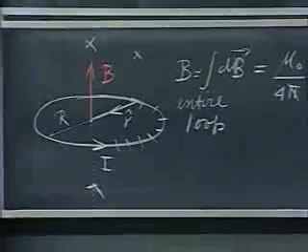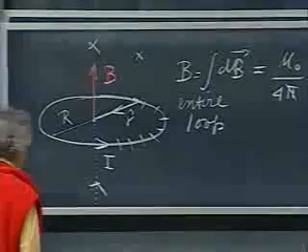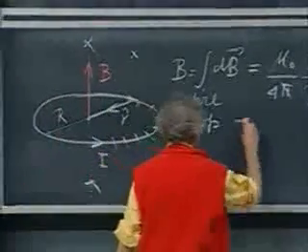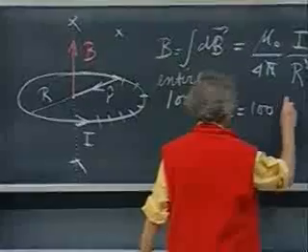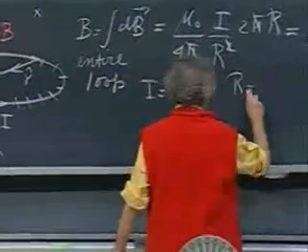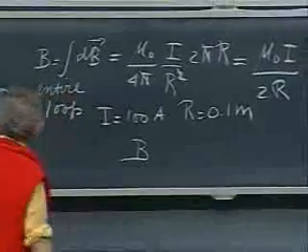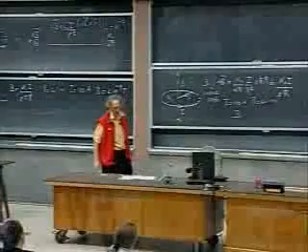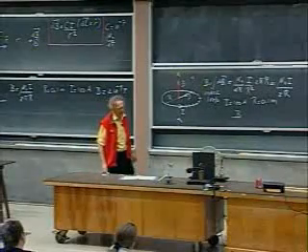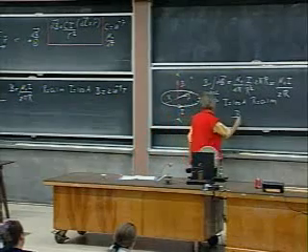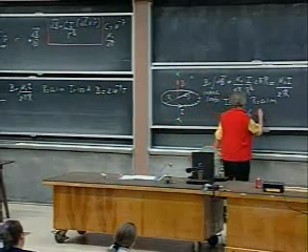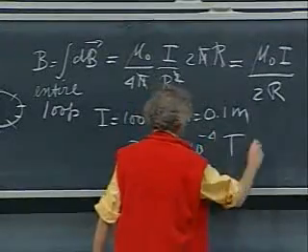So we can go to our same situation. We can take 100 amperes for I, and you can take R to be 0.1 meters, and then the strength of the B field right at the center of this loop that I found is 6 times 10 to the minus 4 Tesla. And that would be 6 Gauss.